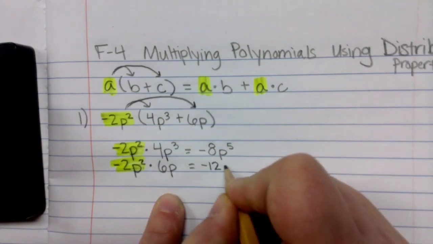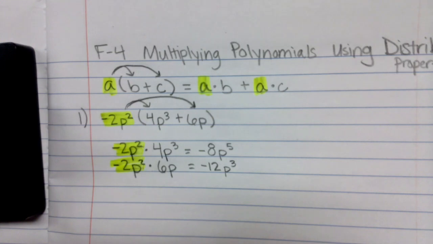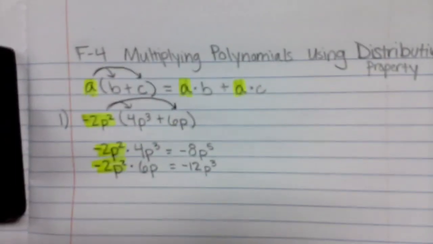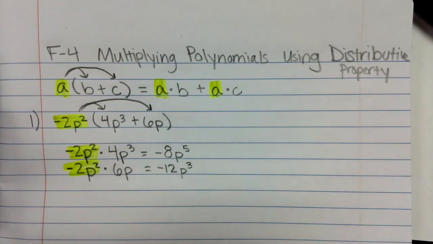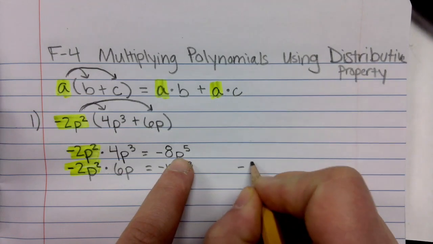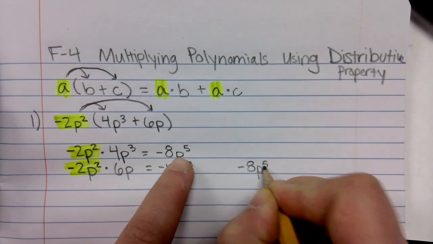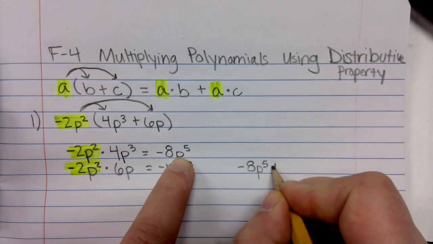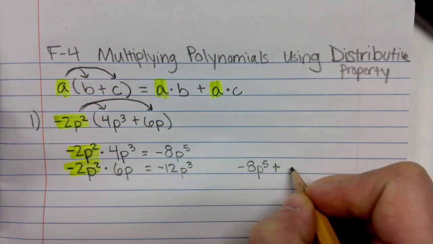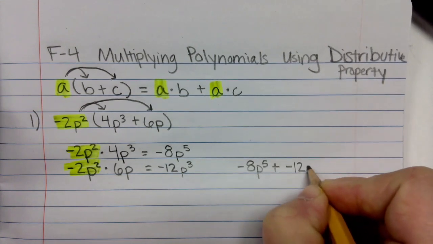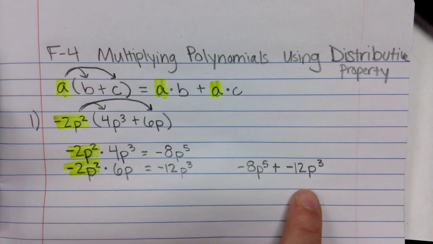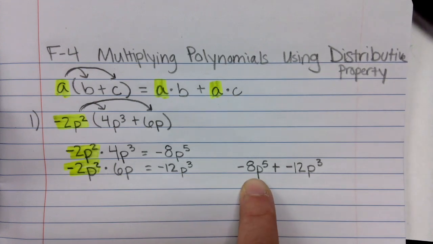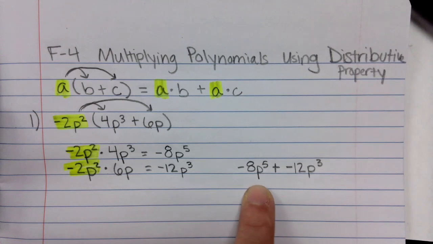Now I want to write my answer in standard form with the highest exponent first. What is my largest exponent? The 5. So I want that term to come first. I'm going to say negative 8p to the 5th power plus, what's my second term going to be? Good, negative 12p to the 3rd power. Because it was a negative, you had the option, you could have done a minus instead of a plus negative. Can I combine these two? Do they have the exact same amount of variables? No. This one has 5 p's, this one only has 3 p's. So that is our final answer for that one.